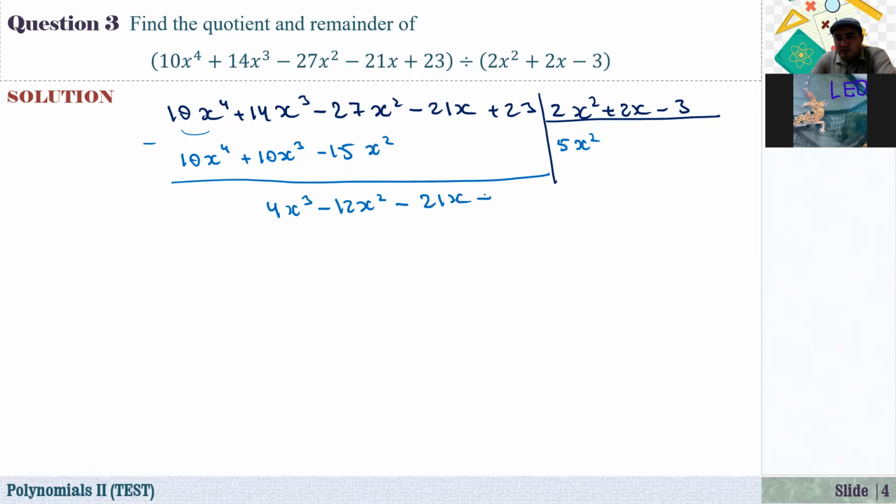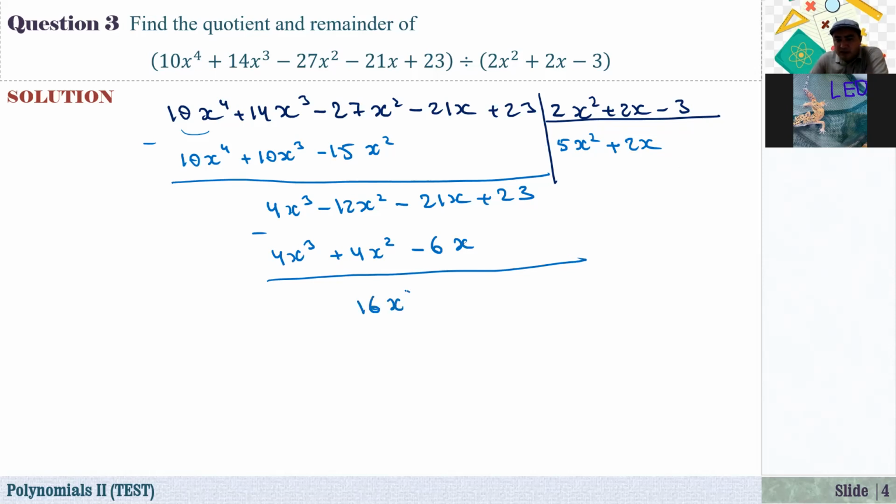minus 21x plus 23. Now 4x cubed is divided by 2x squared, that's equal to plus, what is it? It is 2x. 2x times 2x squared, that is 4x cubed. And here we have plus 4x squared. 2x times negative 3, minus 6x. And just subtract here. It is 0, minus 12, minus 4, minus 16x squared. And minus 21 minus 6. It is again minus 15x plus 23.